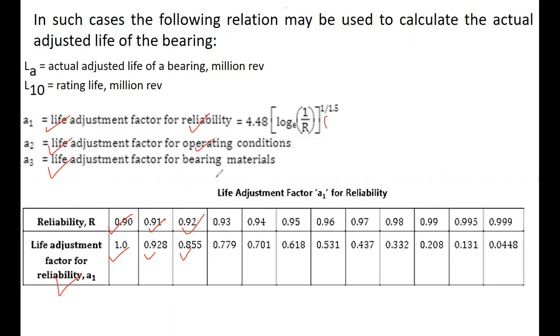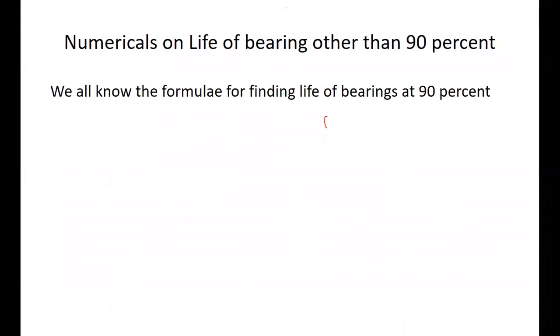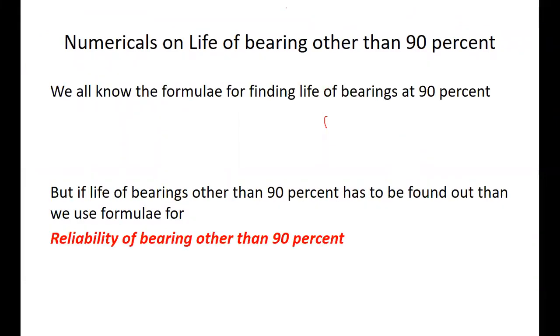So A1, A2, A3 are life adjustment factors for different conditions, like for reliability, for operating conditions like temperature, humidity, for different bearing materials for different operations. Then how would you find out the actual life? You are going to multiply those factors. That is what you are going to do. Such numericals are also going to come, at that time we will see.